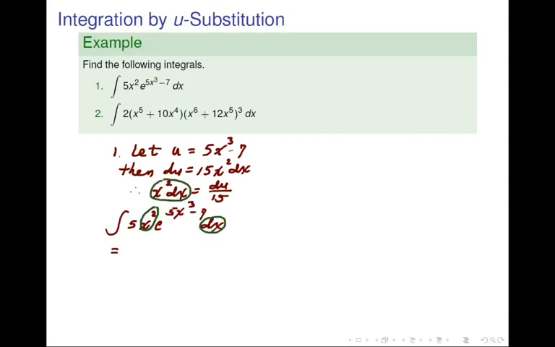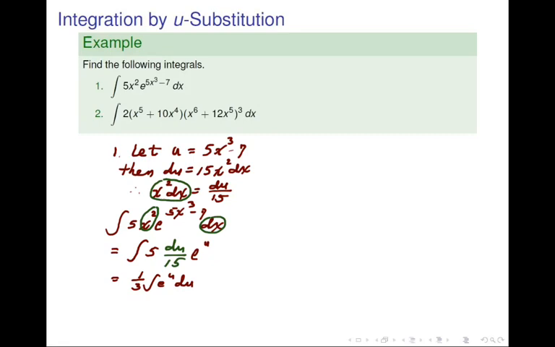Now that we figured out what to replace, you go back to the original equation. Now the area where you get x squared dx, we're going to replace it by du over 15. Everything else stays the same. The 5 is there, the integral is still there, the exponent becomes u. So the original integral now becomes the integral of 5 du over 15 times e to the u. Clean that up a little bit, we get 1/3 integral of e to the u du.